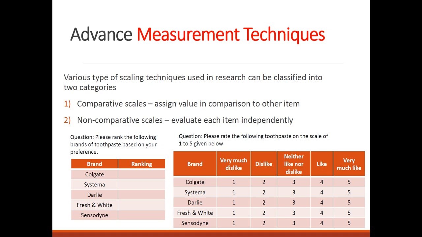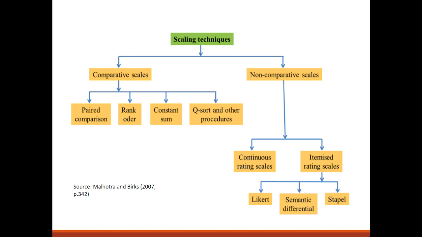For a non-comparative scale, you can have something like this, meaning that in order for you to determine the preference, it does not involve other products or other brands you can compare to. For example, please rate the following toothpaste on the scale of 1 to 5: very much dislike, dislike, until very much like.